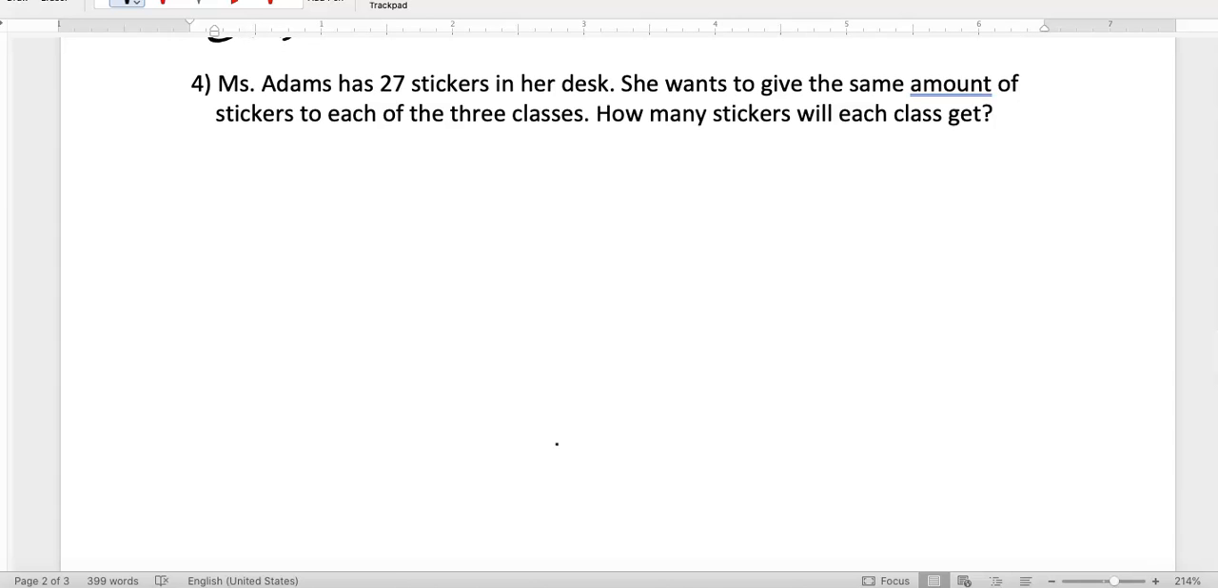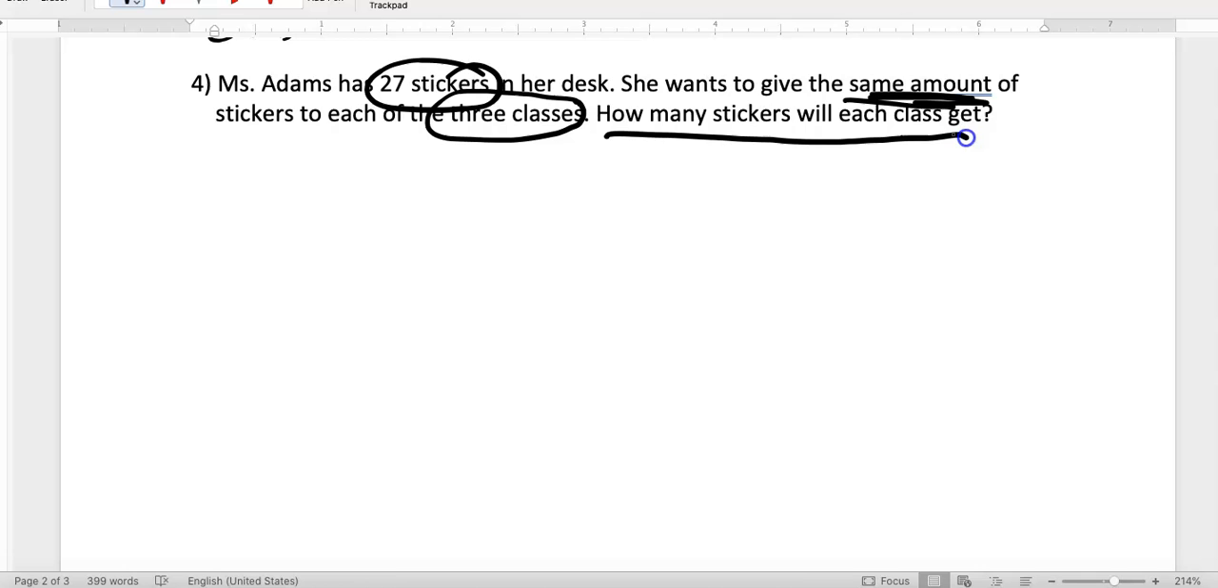Miss Adams has 27 stickers in her desk. She wants to give, so I got 27 stickers all together. She wants to give the same amount. All right, when I hear the same amount, I'm thinking equal groups there, so I'm thinking division. She wants to give the same amount of stickers to each of the 3 classes. I don't want to do one class better than the other. I want to be fair. So each of these 3 classes will get the same amount of stickers. How many stickers will each class get?